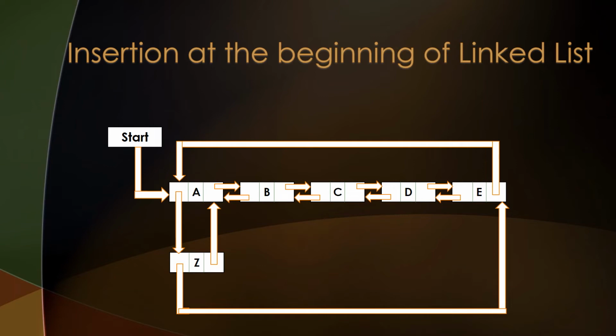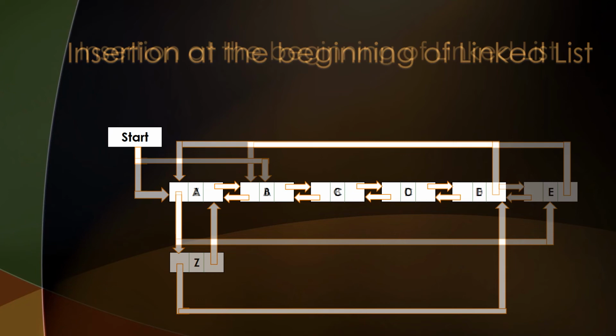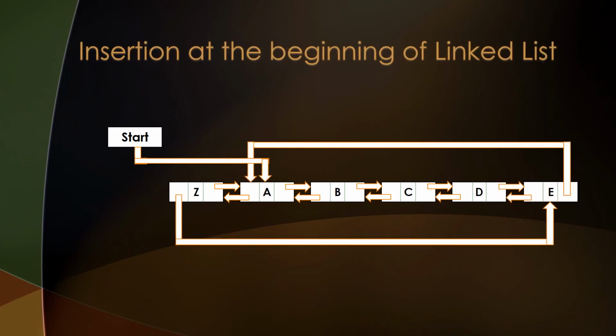Now this is how the linked list should look after the new node Z has been inserted into the linked list. There are a few important pointers that need to be changed before the entire procedure for inserting a node at the beginning of a linked list is completed. So the next step would be to ensure that the forward pointer of node E points to the new node Z in the linked list, since now it would be the first node in the linked list.